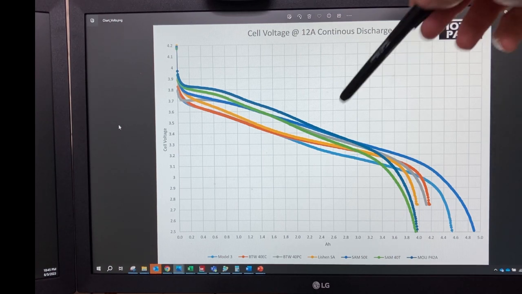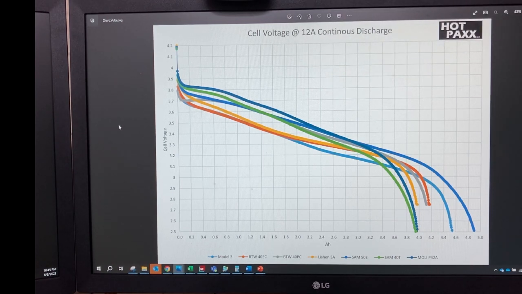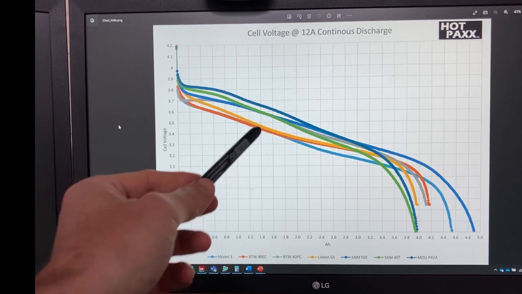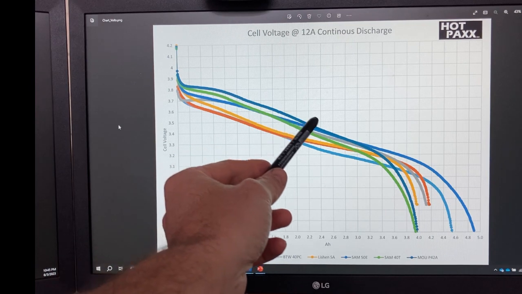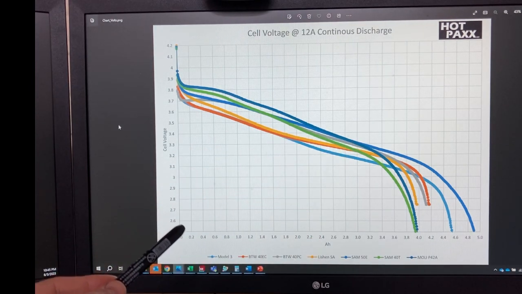Other than that, the higher the curve is better, because that means it delivered more voltage during its discharge, and more voltage means more torque at the rear wheel. So the cell that performed best at that is really the MOLI cell, right? The one with the lowest resistance. So that kind of makes sense.